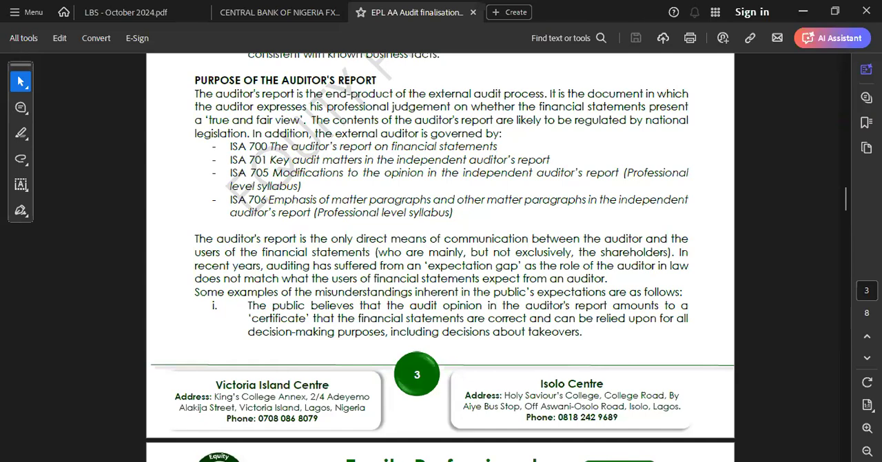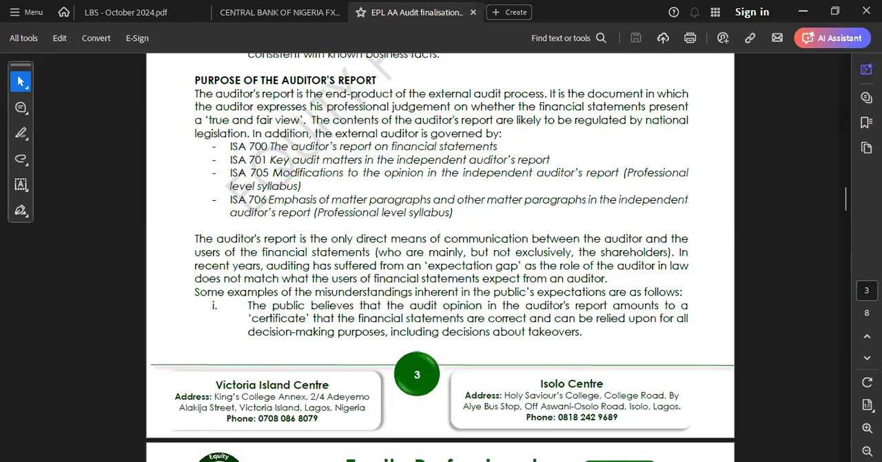Then the other one, ISA 701, speaks to key audit matters. What are those things that are key audit matters in the audit report? The standard that speaks to that is 701. Then the other one is modification to the opinion. That's 705, where you have whether the opinion should be qualified or unqualified, what type of opinion you should express. That's 705, but that is for the next professional level. The other one is also for the professional level, 706, emphasis of matter paragraphs and other matter paragraphs.